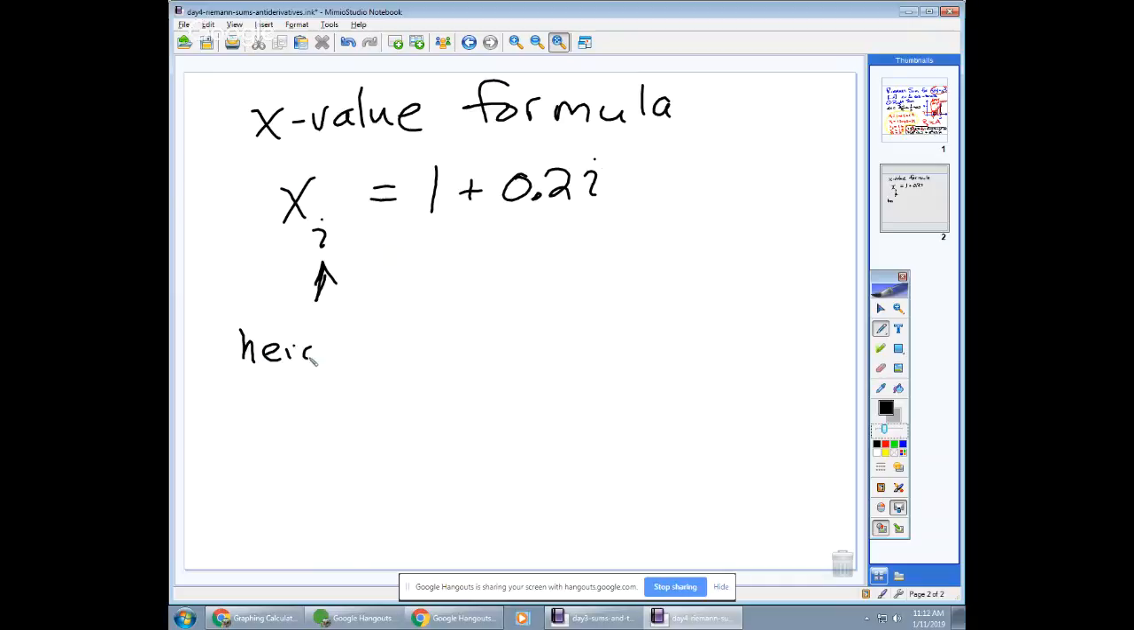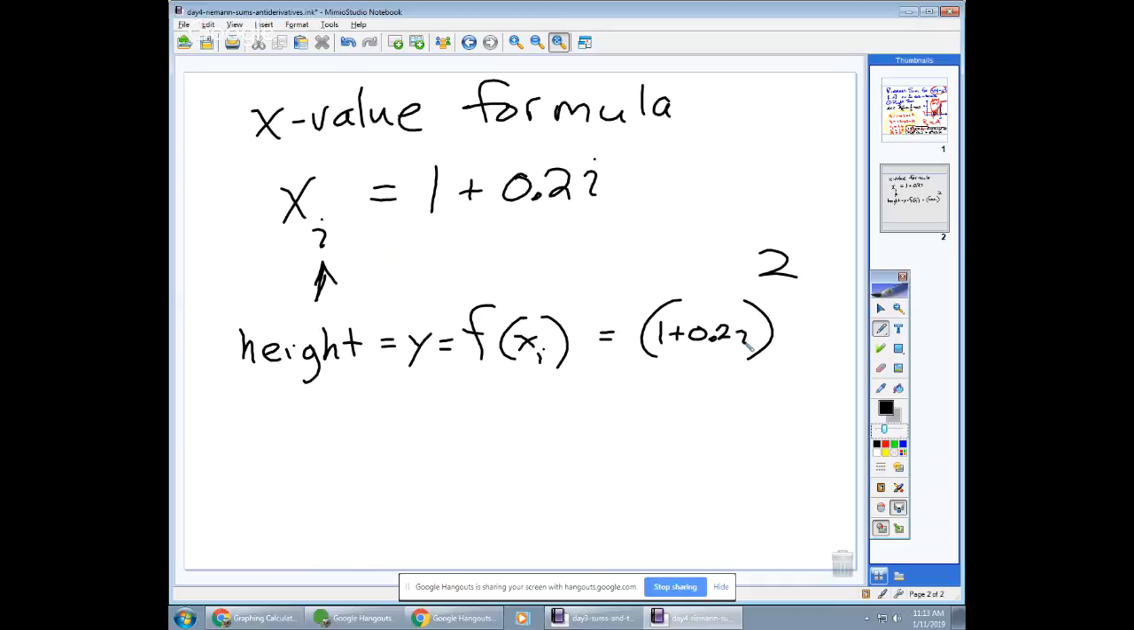I need the height of each rectangle. The height of each rectangle is the y value. The y value comes from the function, plugging in these x values. My function says take x and square it. So I have to square these things, the 1 plus 0.2 i's. So a Riemann sum is some sum of the function values times delta x. Then we have to figure out where to start and where to end. That can sometimes be tricky, but we've got that.